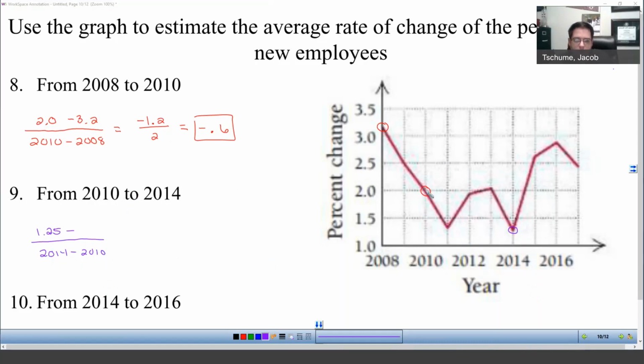If I go back over here to 2010, we already found that one to be 2.0. Well, working that out, you should end up having negative 0.75 divided by 4. And if I type that into my calculator, you get an average rate of change of negative 0.1875. And once again, that makes sense because from 2010 to 2014, you took a decrease as you went down.